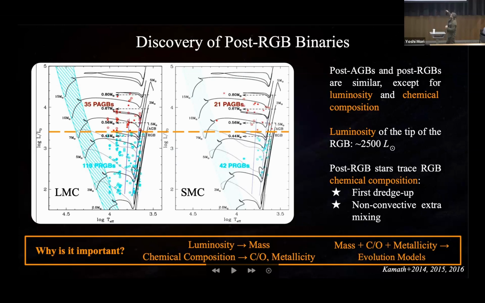So all the targets below, as you can see on the evolutionary tracks on the left-hand side, all the stars below this demarcation were assumed to be post-RGB candidates. All the stars above were assumed to be post-AGB candidates. Now, the chemical composition of post-RGB stars is supposed to track the RGB nucleosynthesis, meaning the first dredge-up and non-convective extra mixing happening before the binary interaction terminates the evolution up the red giant branch. Why do we care about these two things, luminosity and chemical composition? Because they provide us with the values we need to put our stars in the context of stellar and galactic evolutionary models: the mass, carbon-to-oxygen ratio, and metallicity.